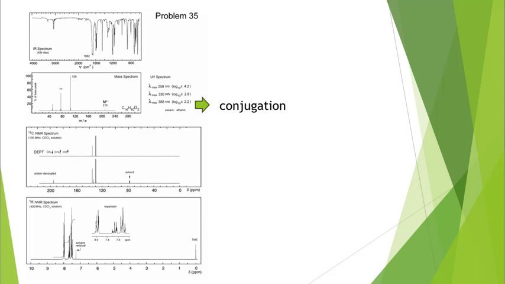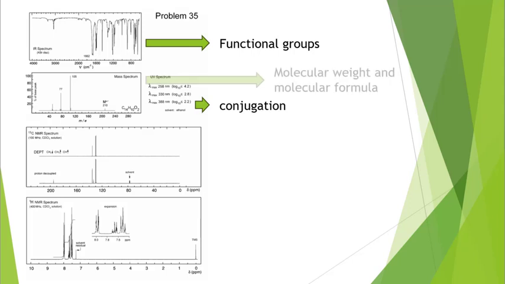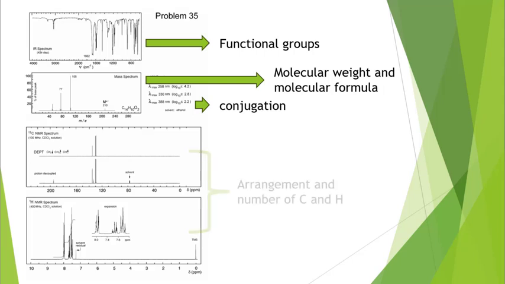2. IR spectroscopy, which is used to identify functional groups. 3. Mass spectroscopy, which helps in finding the molecular weight and molecular formula. 4. NMR spectroscopy. These devices are good for finding the arrangement and number of carbons and hydrogens.